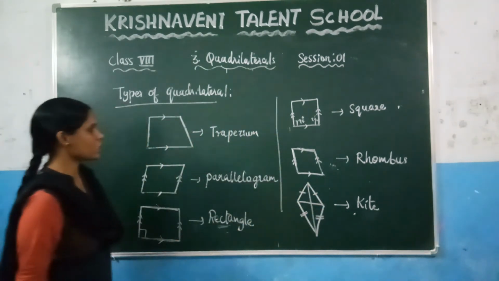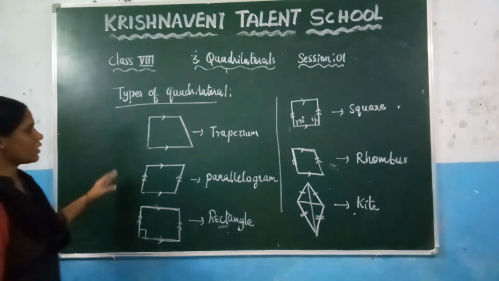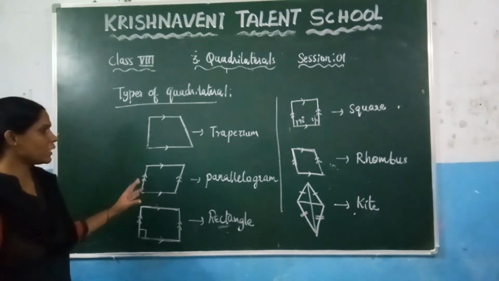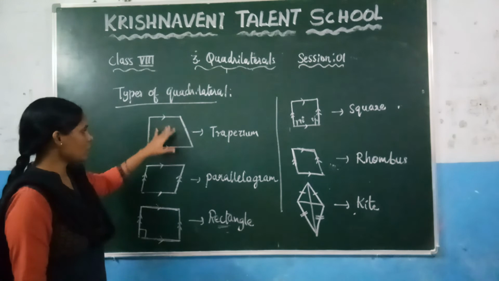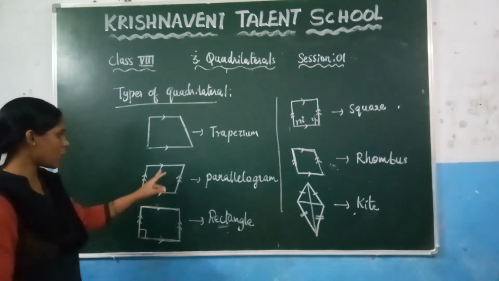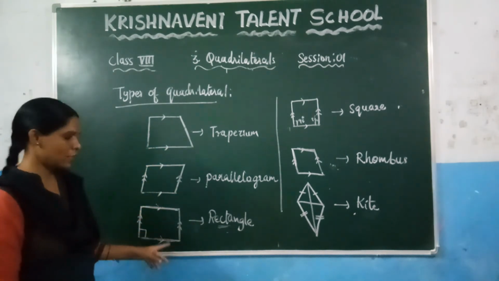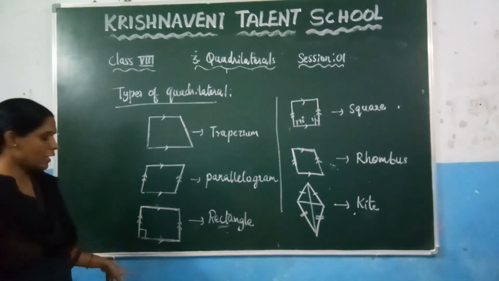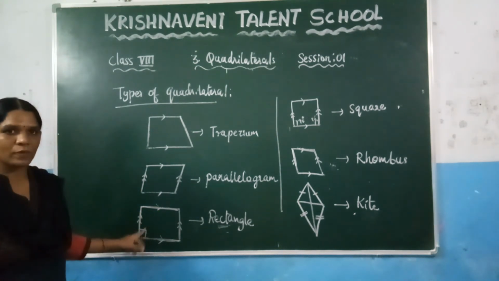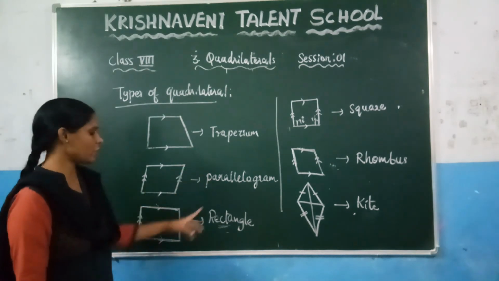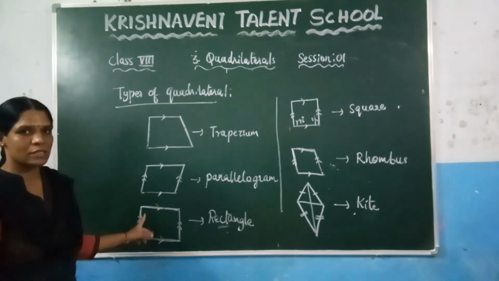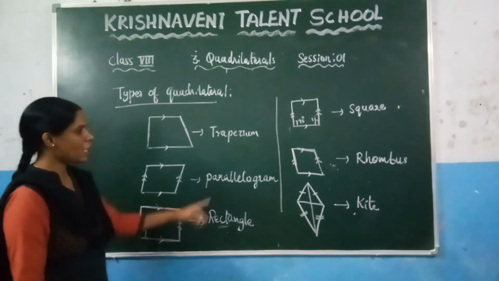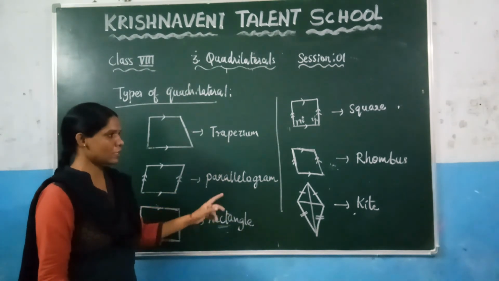So what we have discussed here is that there are 6 types of quadrilaterals. One is the trapezium. In a trapezium, only one pair of sides are parallel, and in a parallelogram, two pairs are parallel. And in a rectangle, this condition is also satisfied, and here one angle should be 90 degrees. And in a square, the adjacent sides are equal. This indicates that all sides are equal. And in a rhombus, the adjacent sides are equal.